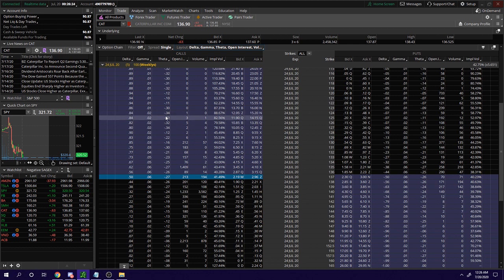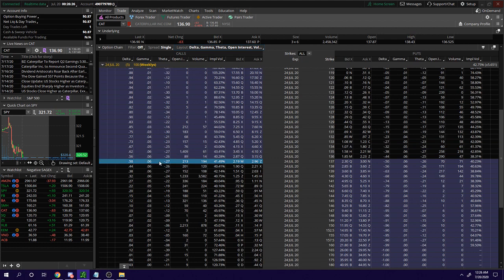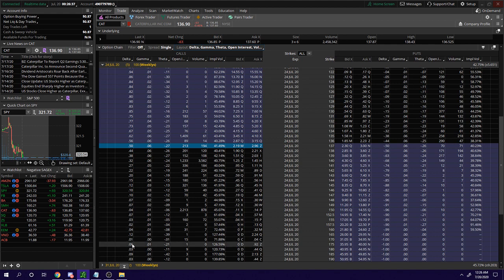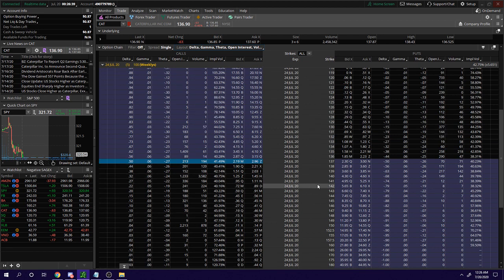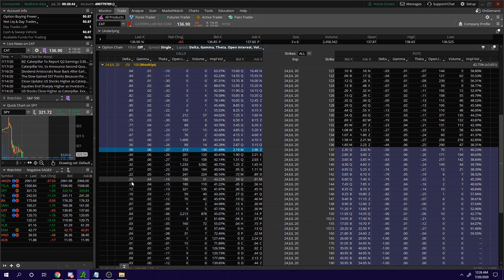All right, gamma. Well, hold on. So with delta, you'll notice the further out of the money that you go, your delta values get slowly down to zero. They start creeping closer to zero. The further out of the money you go, the less probability you have of going in the money at expiration.